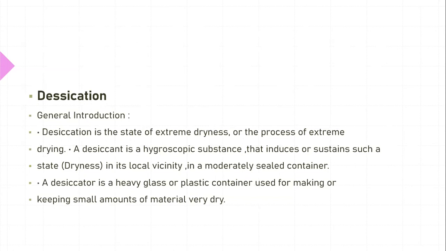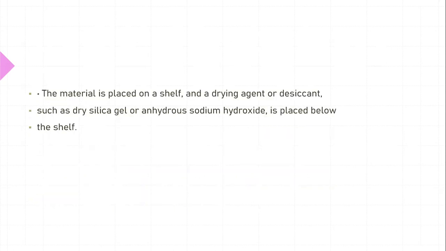A desiccator is a heavy glass or plastic container used for making or keeping small amounts of material very dry. The material is placed on a shelf and a drying agent or desiccant such as dry silica gel or anhydrous sodium hydroxide is placed below the shelf.